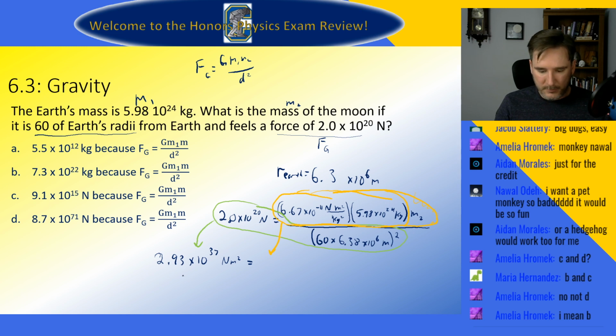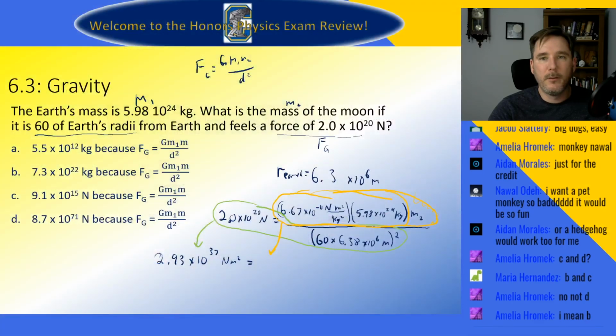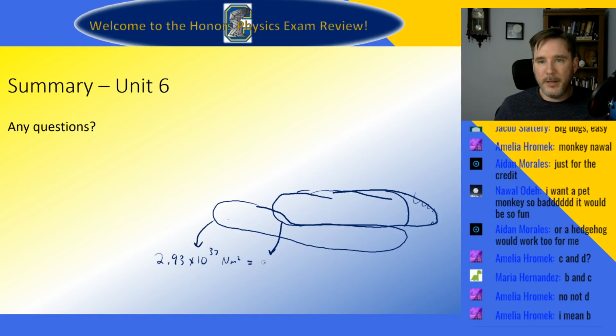So 6.67 times 10 to the negative 11th times 5.98 times 10 to the 24th. That gives me 3.9, so basically 4.0 times 10 to the 14th. All right, 4.0 times 10 to the 14th. I'm going to write that down over here.